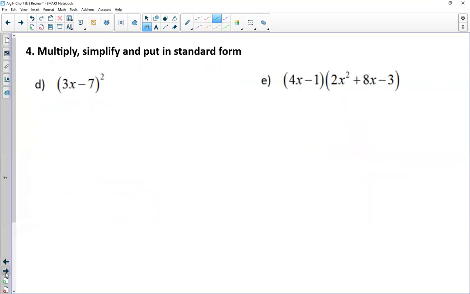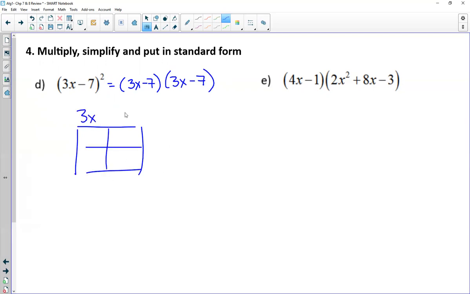Okay, I'm going to continue on here. I believe this is our last page. So be very careful on part D. This is something that a lot of people mess up. 3x minus 7 squared is the same thing as 3x minus 7 times 3x minus 7. Let's go ahead and set up our box.